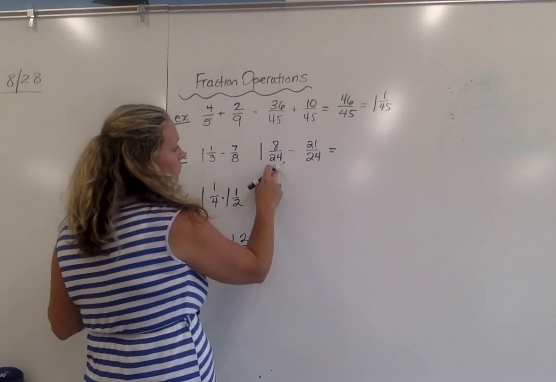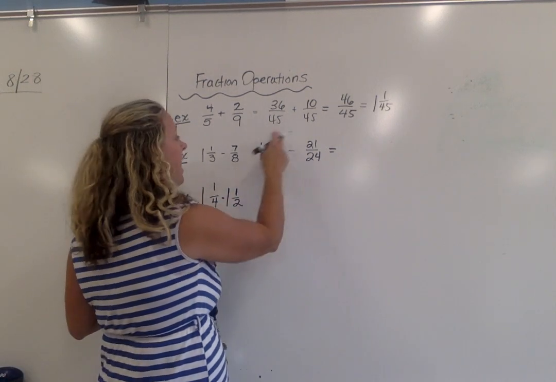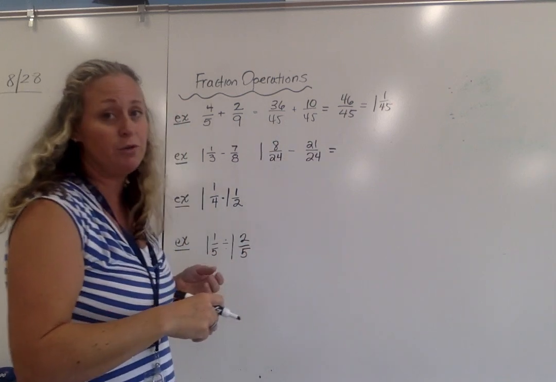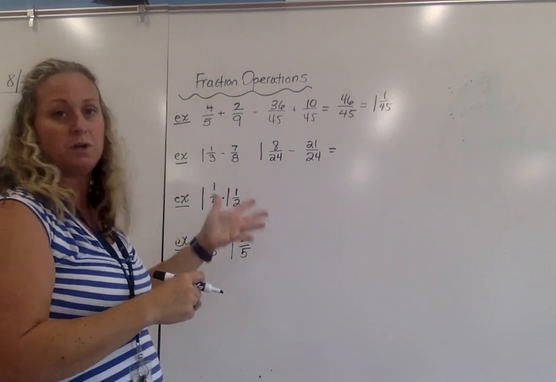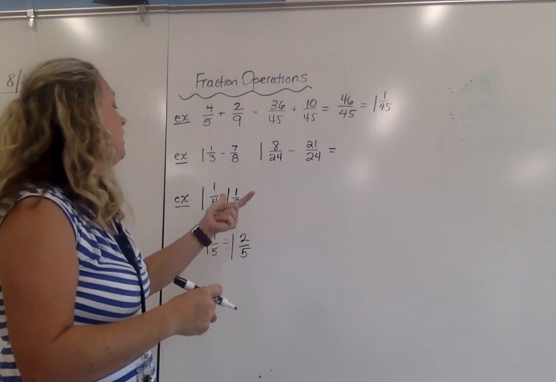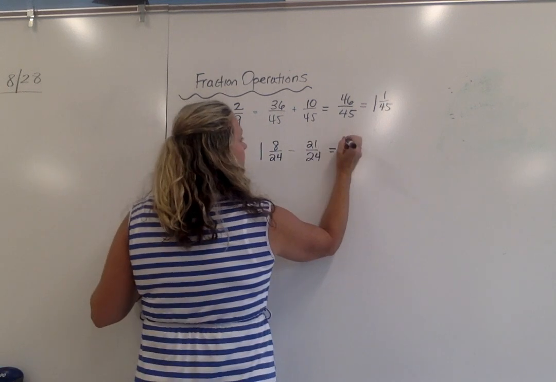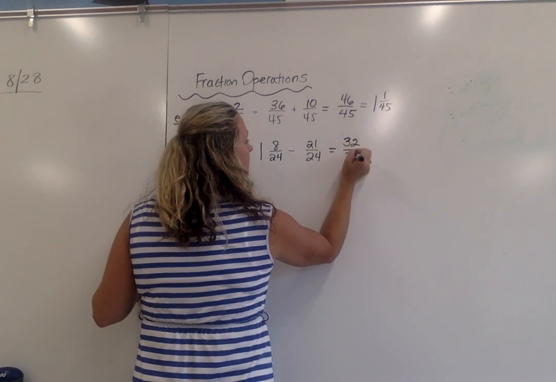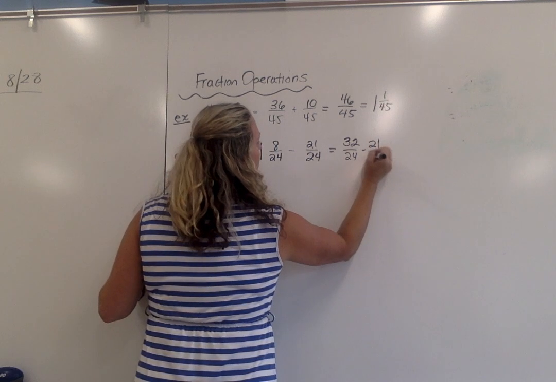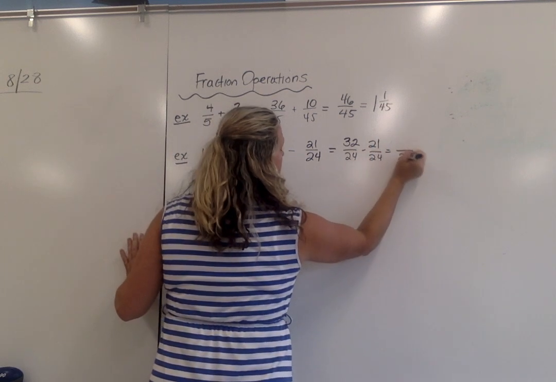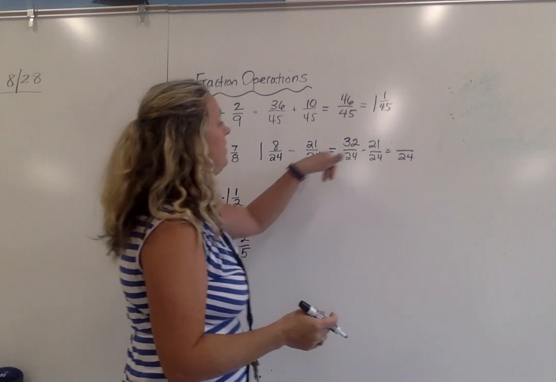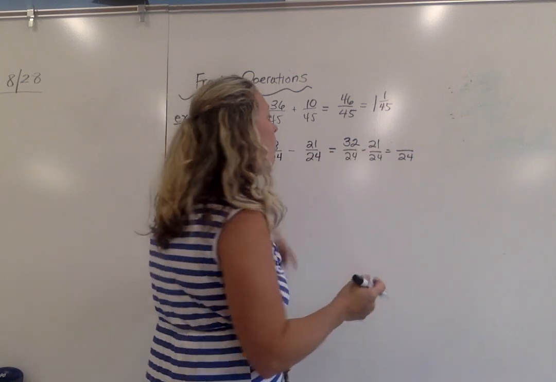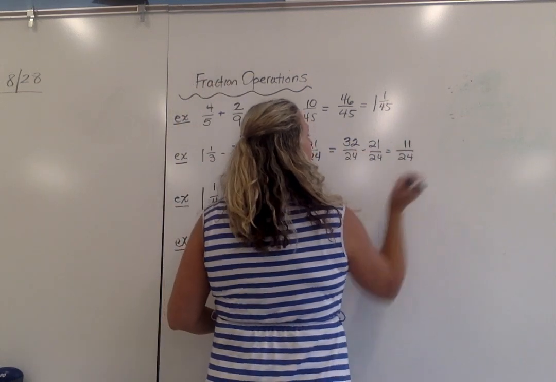So I'm going to say 24 times 1 is 24, and then I'm going to add 8. Some of you are going to do 24, 25, 26, 27, 28, 29, 30, 31, 32, which is fine. And then I'm going to keep my denominator the same because it acts as a unit. And then I'm going to do 32 minus 21, which ends up being 11.